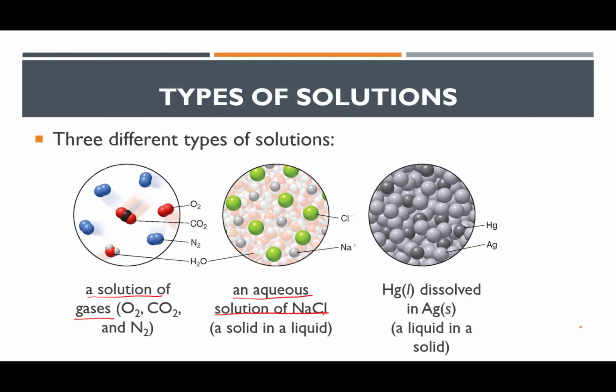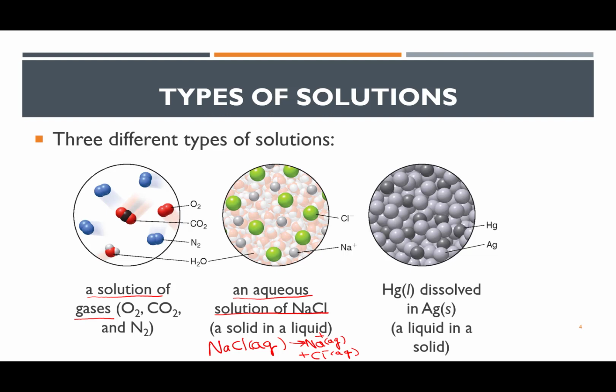The second type of solution that we study is an aqueous solution. By definition, whenever water is the solvent, it's an aqueous solution. In this particular example, sodium chloride, which is an ionic compound, is dissolved in water. Then it produces an aqueous solution. The state of NaCl is aqueous, and since it's an ionic compound, it will separate into sodium ion and chloride ion.